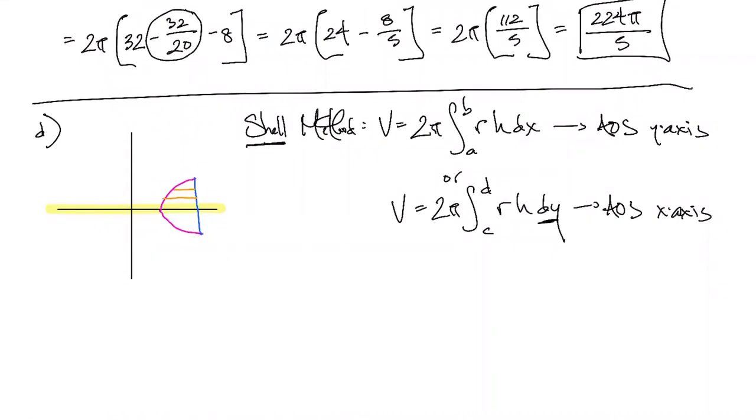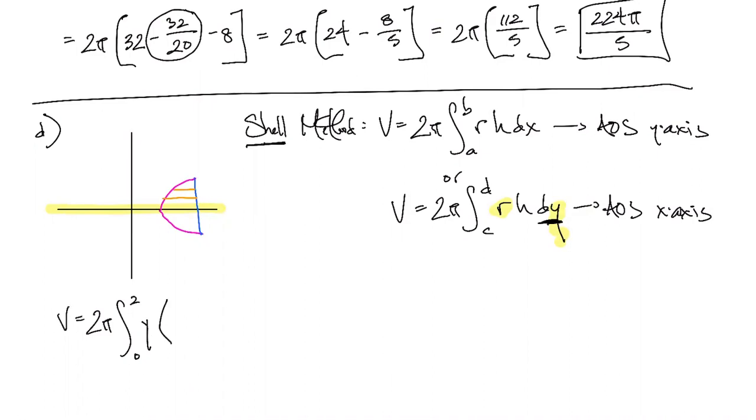Now, I'm going to, again, showcase shell method because I want to show us how to use it, but also because I want to keep my integral as easy as possible for myself. I want to keep that y. So my volume here is going to be 2 pi, the integral from 0 to 2. Okay, because I'm just taking that top half and I'm revolving it. My radius is defined by a y value. Okay, so that's one nice thing. If you have dy, your radius is going to be y. Whereas if you have dx, your radius is going to be x.